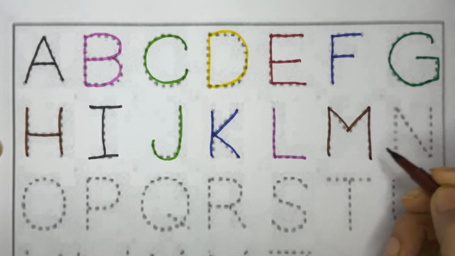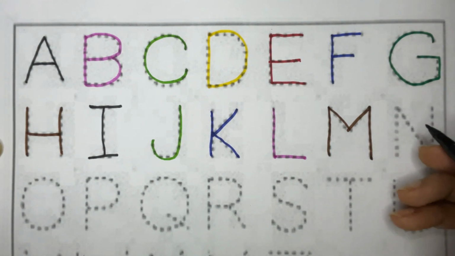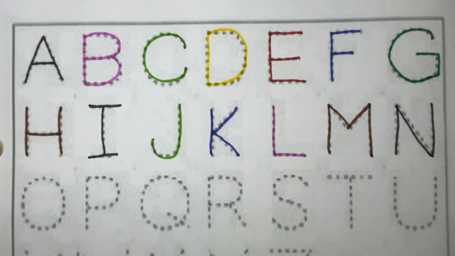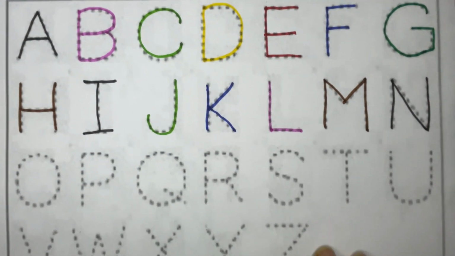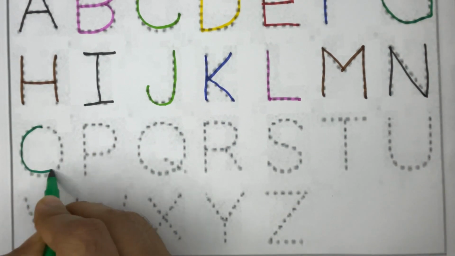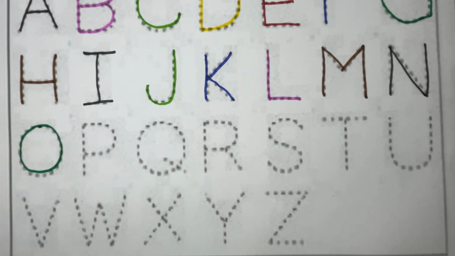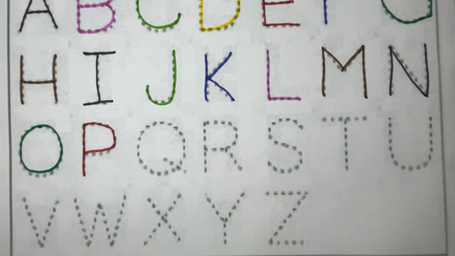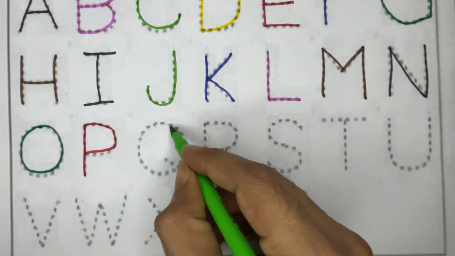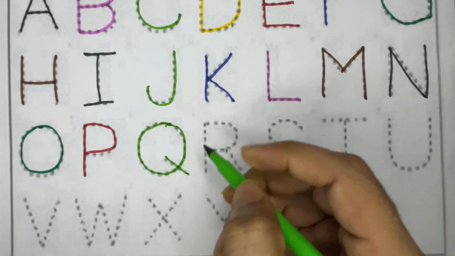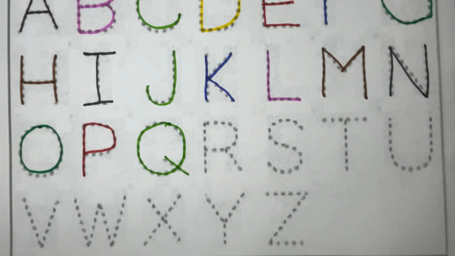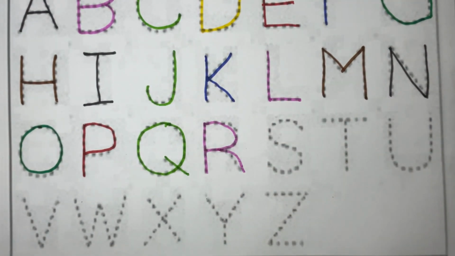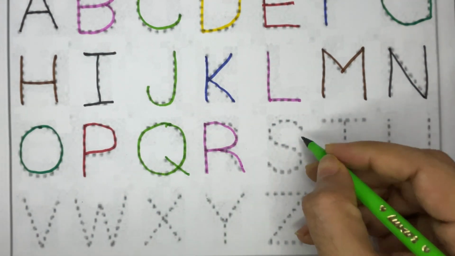M for mango. N for nest. O for orange. P for parrot. Q for queen. R for rat.